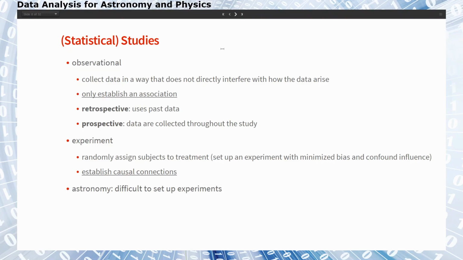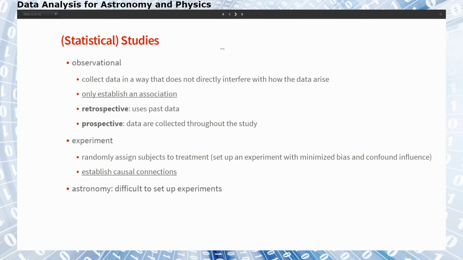The disadvantage of these kinds of studies is that it's only possible to establish an association. It's not possible to, from these statistical studies, establish causal connections, and we will come to that in a minute. There are also studies that use past data, retrospective studies, and prospective studies. These are studies that continuously keep collecting data throughout the whole research.